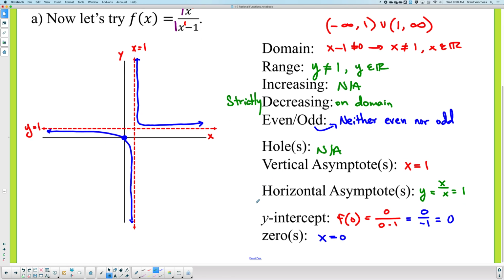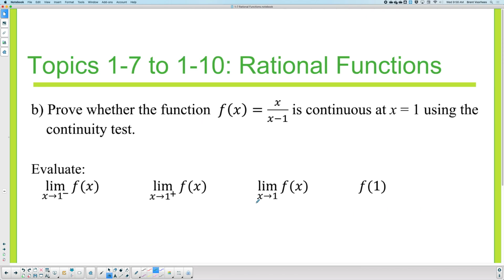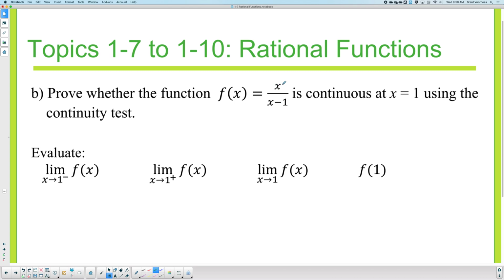All right. Ready for the next one? Part B. Now on part B, I want you to change that to an x again in the numerator. Go ahead on your part B. Put the x in the numerator.